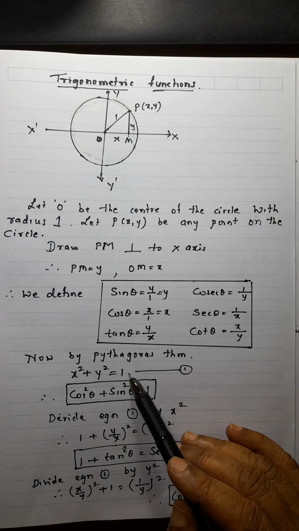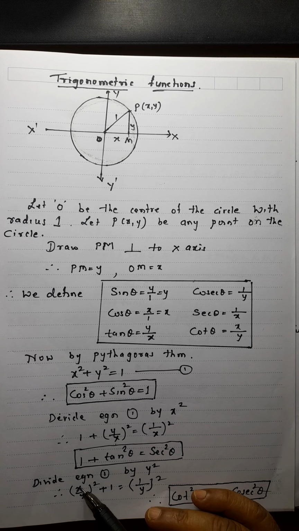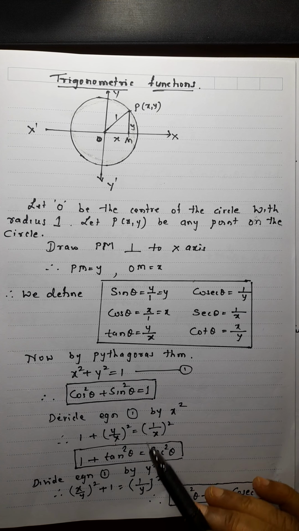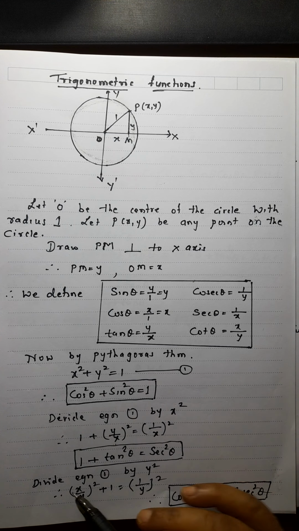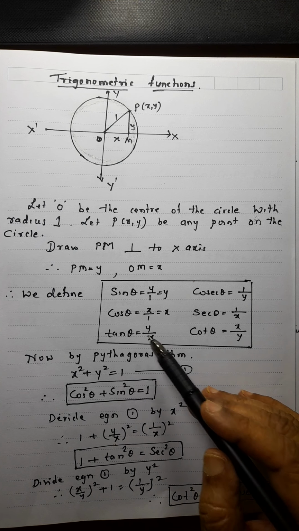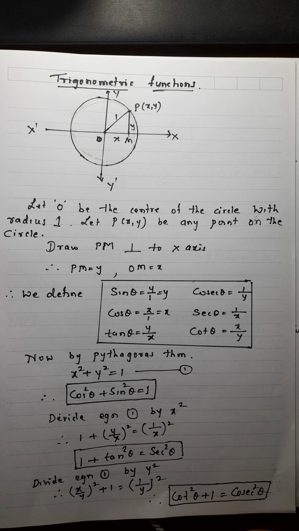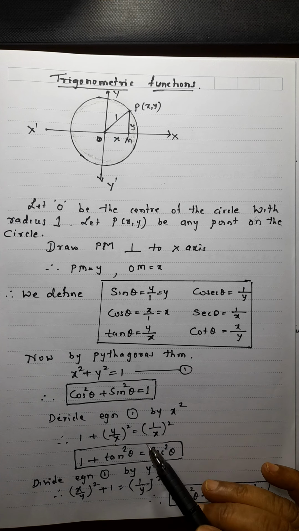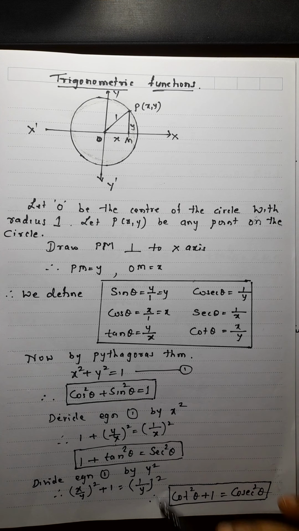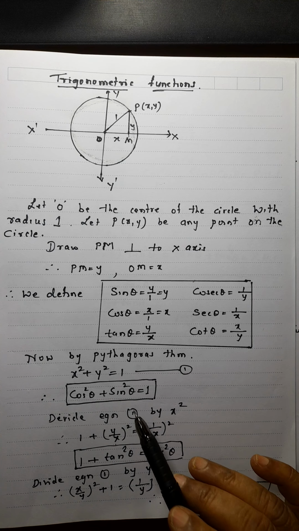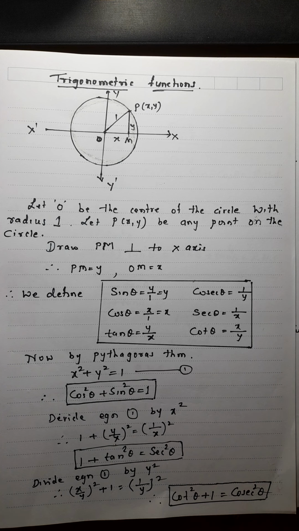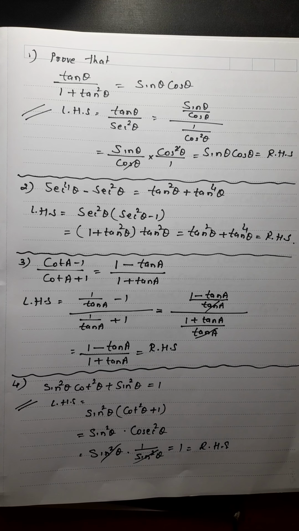Now divide this equation by y square. So (x upon y) whole square plus 1 is (1 upon y) whole square. X upon y is cot. So cot square theta plus 1 is cosec square theta. These are the important results which you have done last year. But again, I gave you the definition of this. Now I will solve some problems based on this. First, I will solve some easy problems. Then I will give you difficult problems.